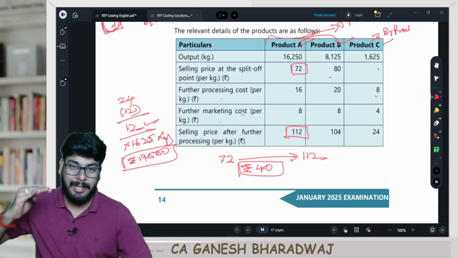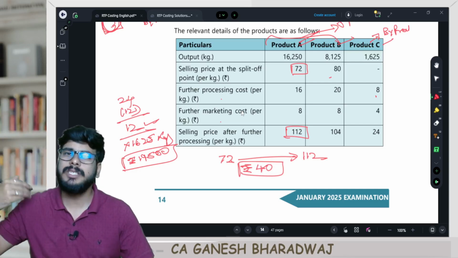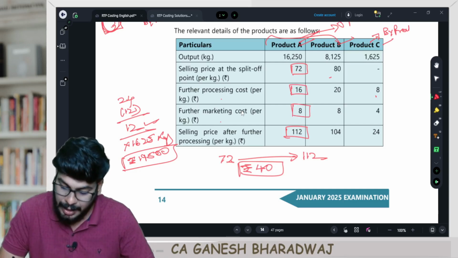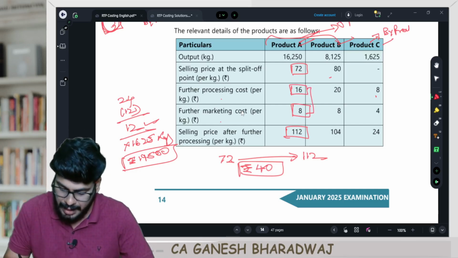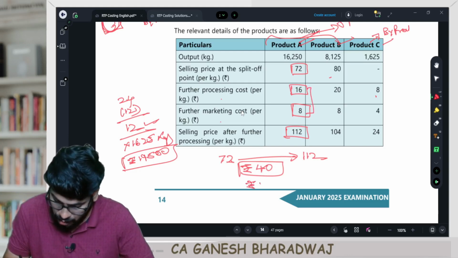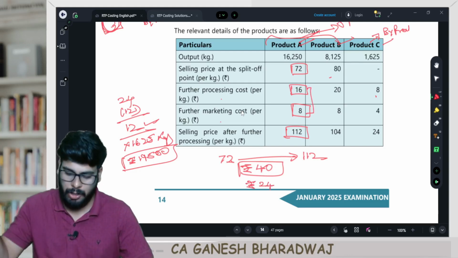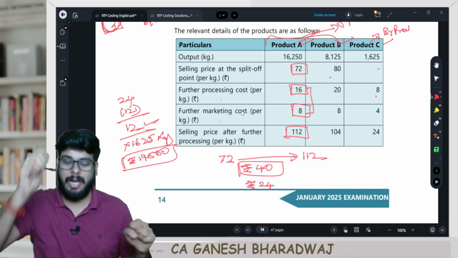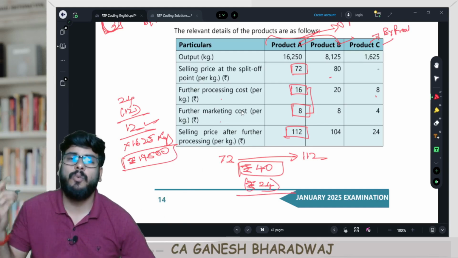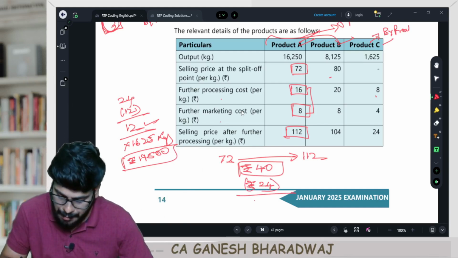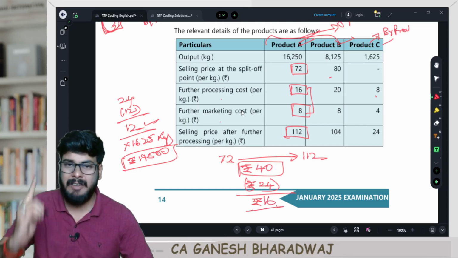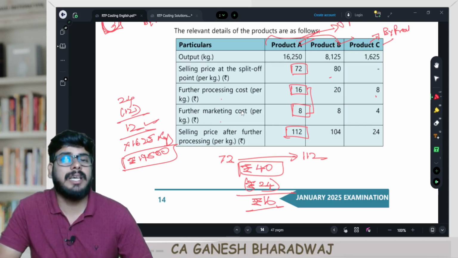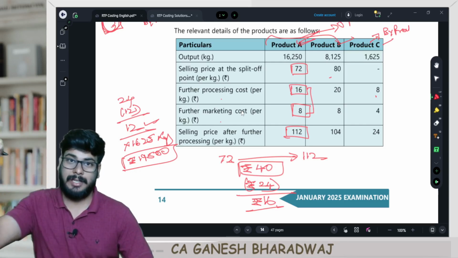Now, for me to get this 40 rupees more, how much extra should I incur? You need to incur a further processing cost of 16 rupees and further marketing cost of 8 rupees. So 16 plus 8, how much is it? I need to incur an extra cost, an incremental cost of 24 rupees. So if I incur extra 24, I will get extra 40 rupees. On a per unit level, what is the incremental profit that I will be able to generate? 16 rupees for every kg further processed. Now you tell me, should I sell product A at the split off point or should I further process and sell it?